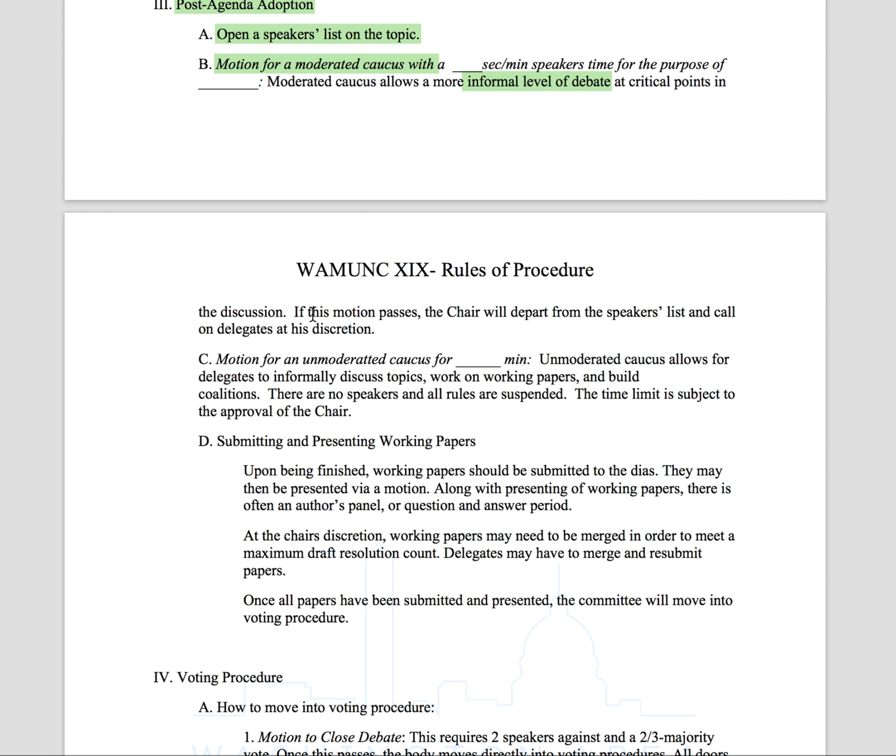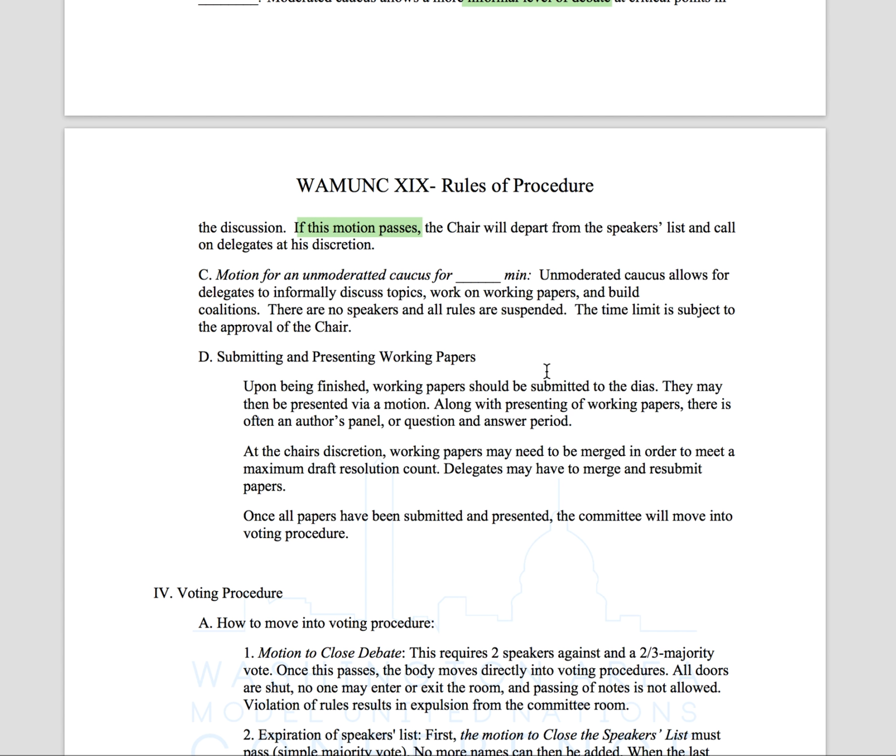So that's one thing. If the motion for a moderated caucus passes, the chair will depart from the speakers list and call on delegates at his discretion. So the chair can just call on people if the motion for a moderated caucus passes. I highly encourage moderated caucuses as opposed to the speakers list because it's more similar to the crisis format that you might be used to.